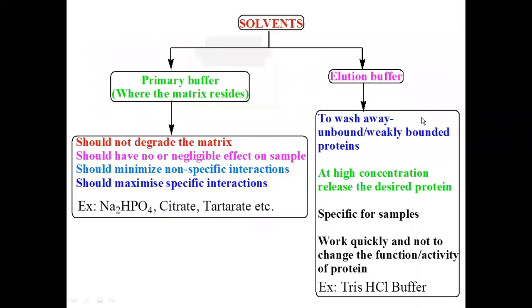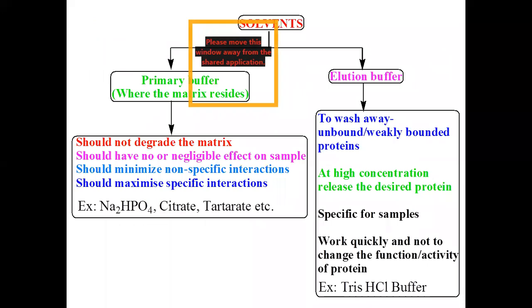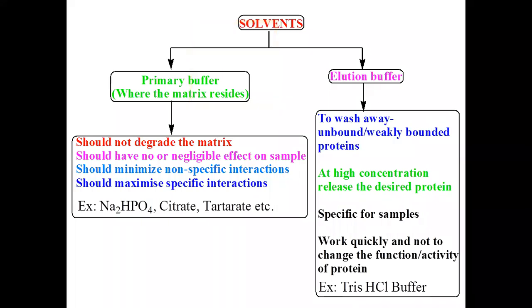Right. Okay. So you understood about the matrices, ligands. Then solvents. What kind of solvents will we be using? We will be using two important types of solvents in affinity chromatography. The first one will be the primary buffer, and the second one will be the elution buffer. The solvents are going to be buffers in affinity chromatography.